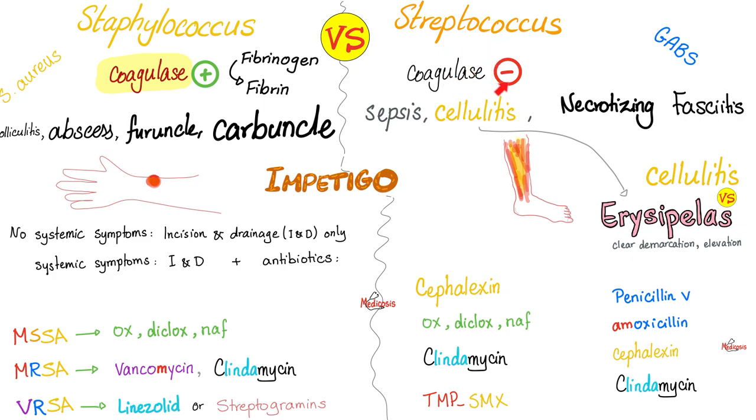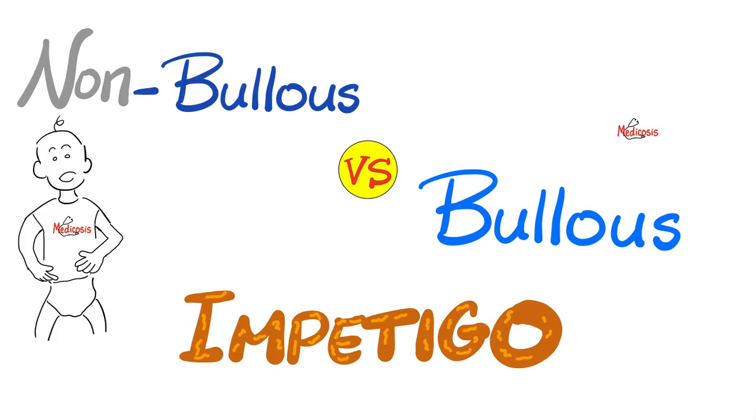Conversely, Streptococcus is coagulase negative. Nothing is coagulating it in a localized area. It's gonna spread. And before you know it, you got erysipelas, cellulitis, necrotizing fasciitis, or even sepsis. Why? Because they spread like crazy. How about impetigo then? Impetigo could be caused by staph or strep. And you gotta distinguish between two types of impetigo: non-bullous impetigo versus bullous impetigo, as we have discussed in previous videos. I have a separate video about this distinction.